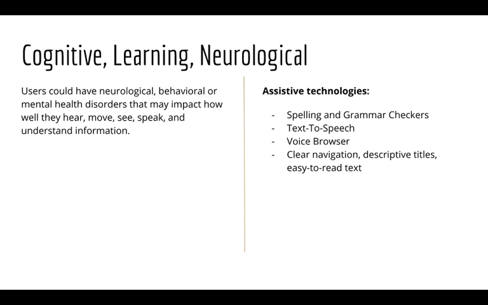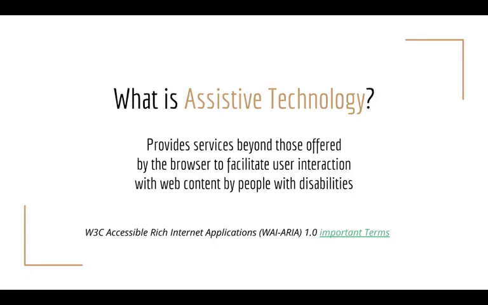Cognitive, learning and neurological. So people with mental health disorders, disabilities that just make it harder for them to understand information. So spelling and grammar checkers, text-to-speech, and very clear navigation, descriptive titles, descriptive text on your buttons, things like that can really be helpful. And avoid mistakes and errors and people just not understanding how to use your application.